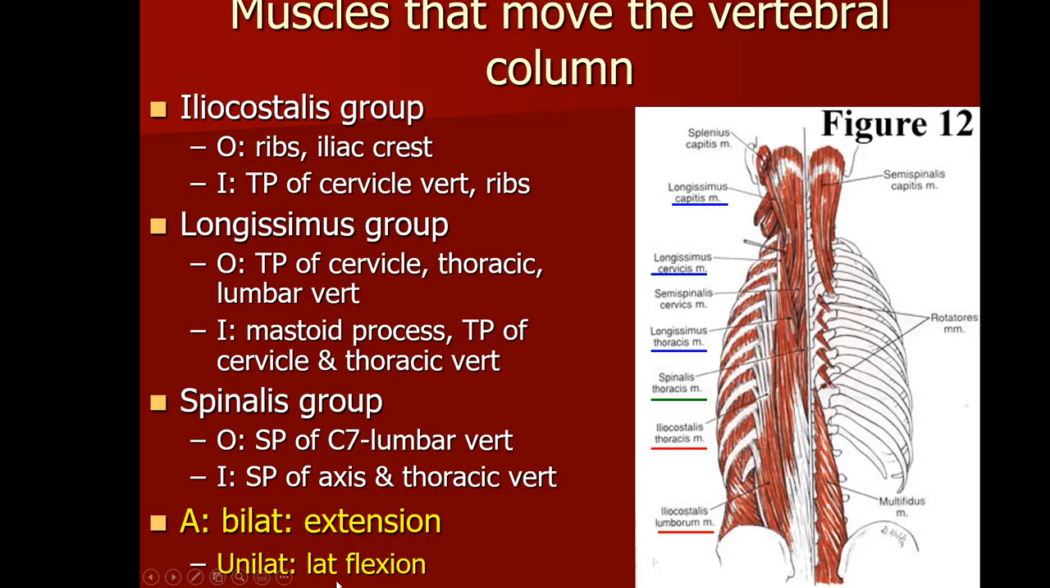But really, what you need to know is if both sides contracted, your erector spinae on either side, you get extension, just like you're extending your back and standing straight up. And then if one side contracted by itself, you might get some lateral flexion.